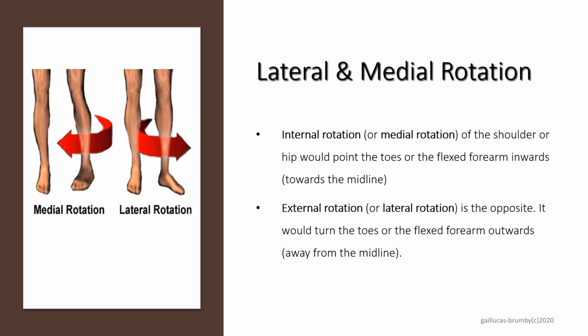Lateral and medial rotation refers to moving your arms and legs in or out from the body. So internal rotation is the same as medial rotation or inward rotation. So we might move the arm or the shoulder, the hip or the toes inwards towards the midline, whereas external rotation, or outward rotation, or lateral rotation, is the opposite, and that would be turning the toes or the hips or the arms away from the body.